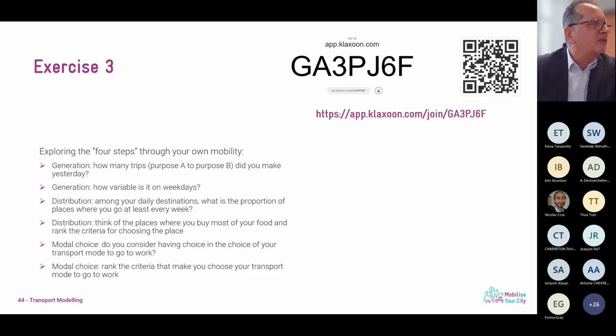So first, two questions on generation. How many trips did you make yesterday? A trip meaning going from a purpose A, for example home, to a purpose B, for example work or shopping or visiting, and so on. If you go to work and come back, it's 2 trips. And then how variable is it on weekdays? Just a way of appreciating that. Is it highly variable or very stable?